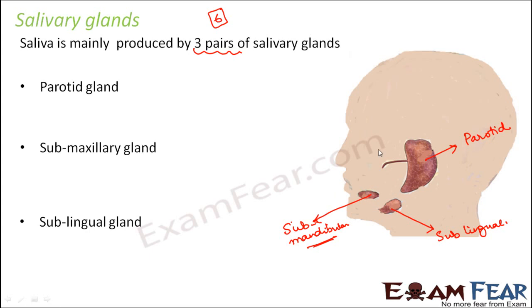So these are the 3 salivary glands which secrete saliva. Now, they are present on both sides. This is just one side view which is given. So these 3 glands are also present on the other side of the mouth. So altogether they are 6. That is why it is told that there are 3 pairs of salivary glands. So let us quickly talk about each of them.